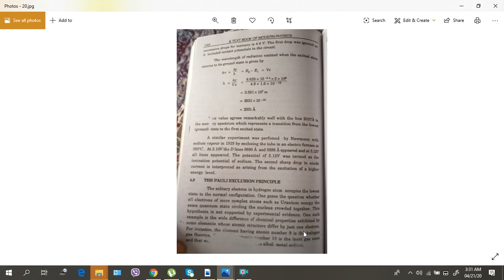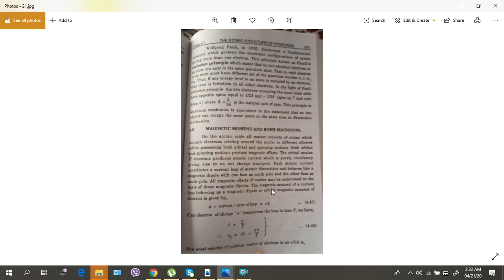So it means that in the case of hydrogen this principle is not used, but when we have complex atoms with more than one electron, then we have this Pauli exclusion principle, in which we say that no two identical electrons in an atom can exist in the same quantum state.